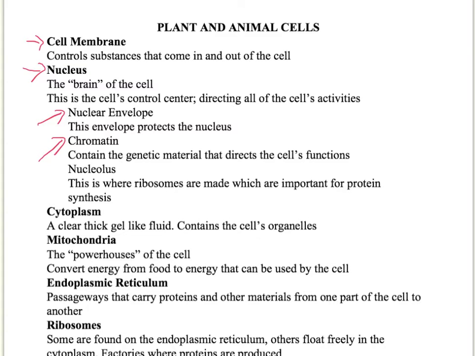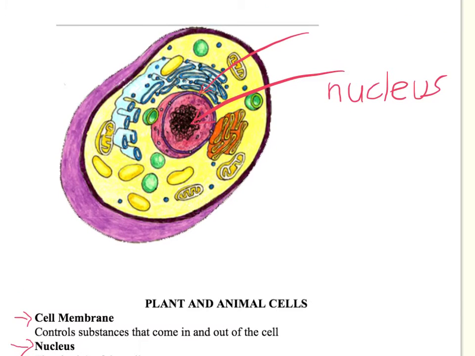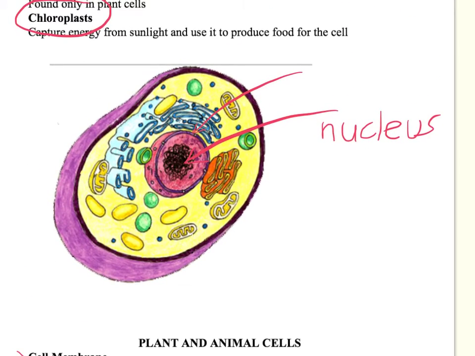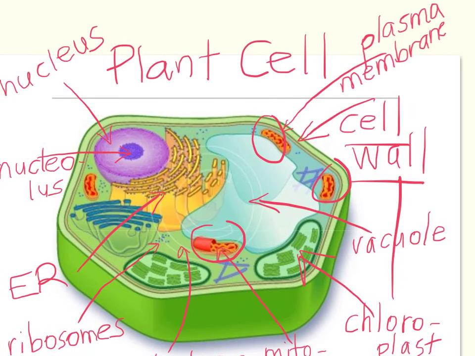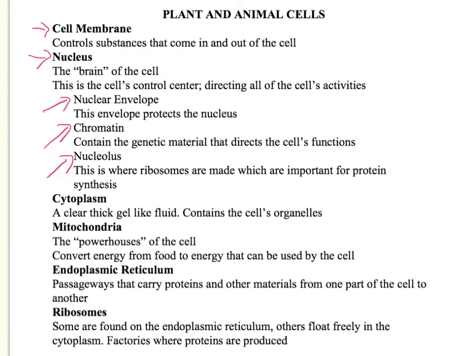The nucleolus is really important. Now, if I go back, the nucleolus would be this smaller structure here in the animal cell. And if we looked at the plant cell, it was this one right here. That's the nucleolus. And basically, the nucleolus is where the ribosomes are made. And you don't know this now, but ribosomes are really important to make proteins.